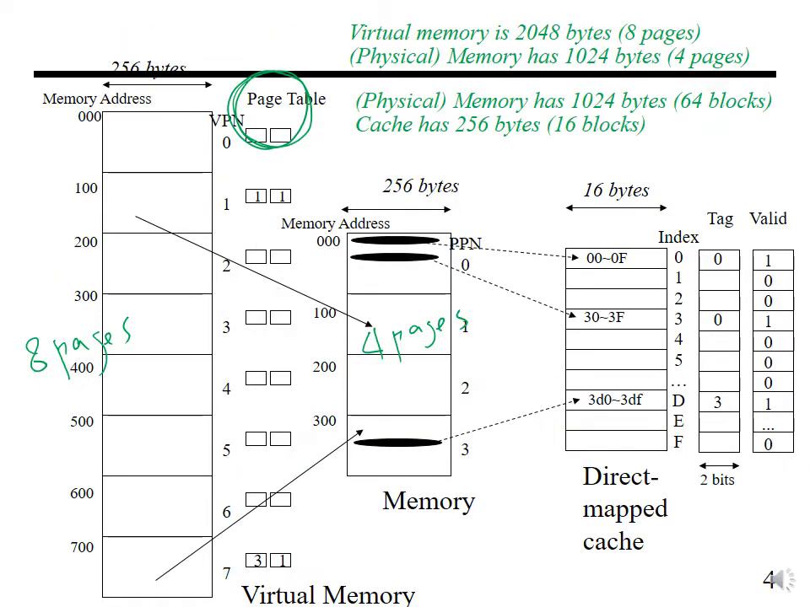I gave you an example with the virtual memory system on the left-hand side, the memory system in the middle, and the cache on the right-hand side. Two pages are actually mapped into the physical memory, and 3 blocks in the memory are mapped into the cache at this point. There are 8 pages in the virtual memory and 4 pages in the main memory, and the mapping table is maintained in a data structure called the page table, at the middle top.